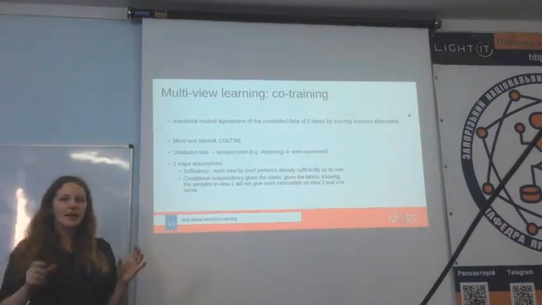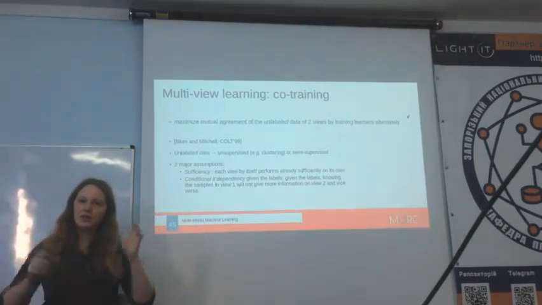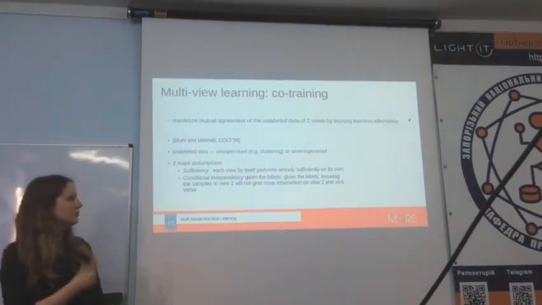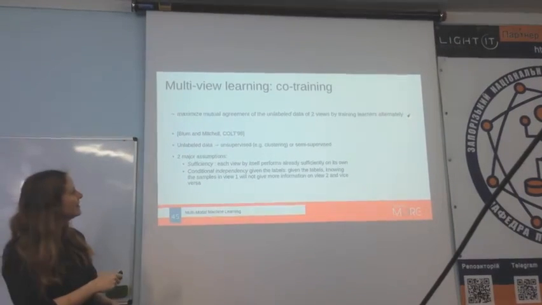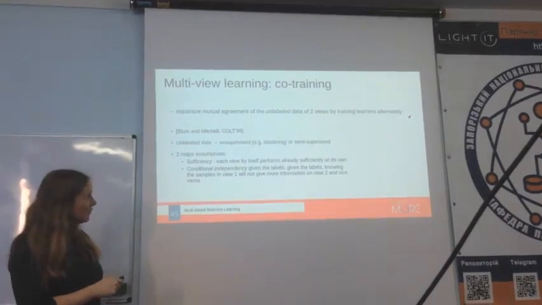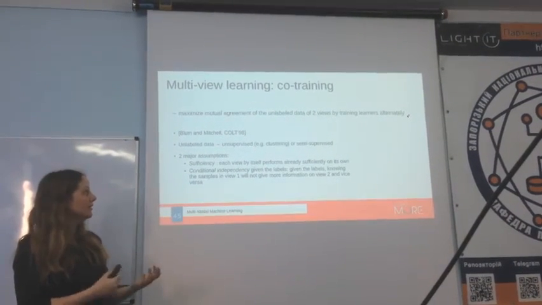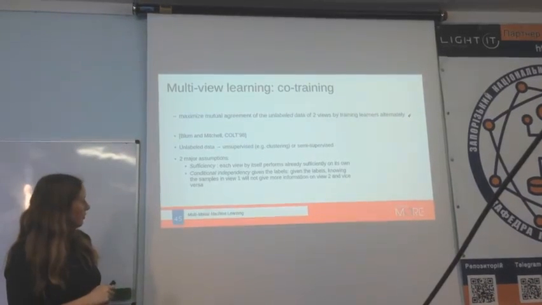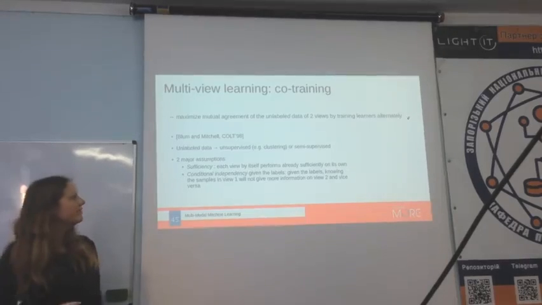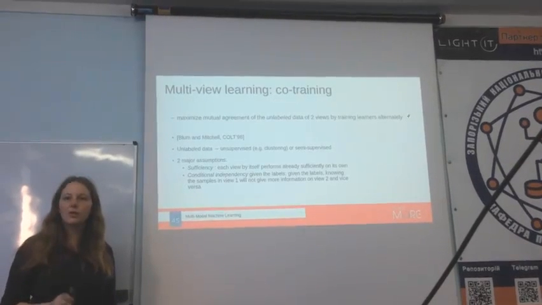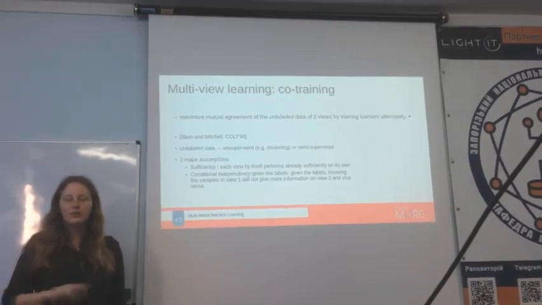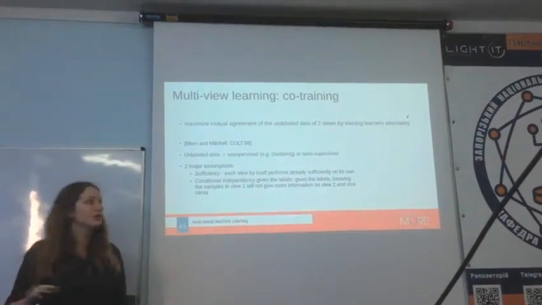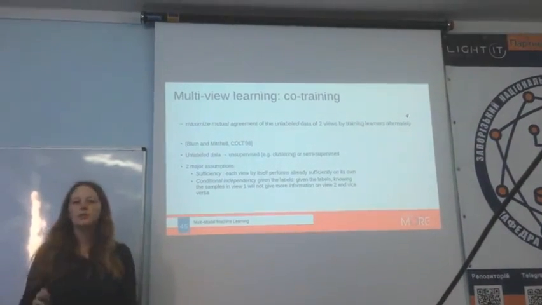And you will do that by learning them alternately. You will keep trying to improve it like this. I will explain it a bit better in the next slide. So it's mostly for either unsupervised learning or semi-supervised learning. And there are two major assumptions. It assumes that each view already performs quite well. If you have a view that doesn't perform any good, it will totally screw up the algorithm.